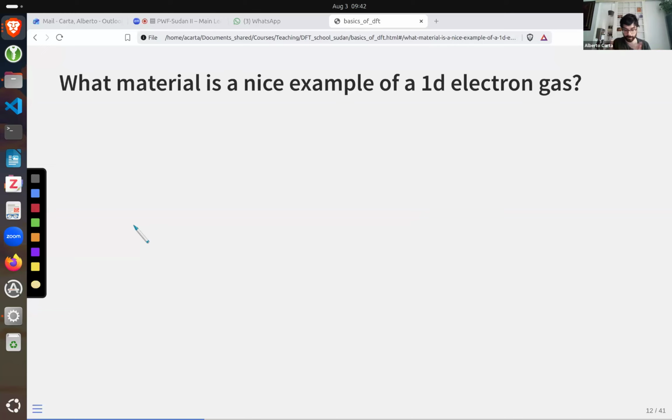Remember, so far we looked at easy bulk systems. So, we looked at sodium, aluminum, potassium, etc. But now we need to think a little bit about dimensionalities. So the next question is going to be about 1D systems. And again, I ask you, what kind of systems are good 1D electron gases?